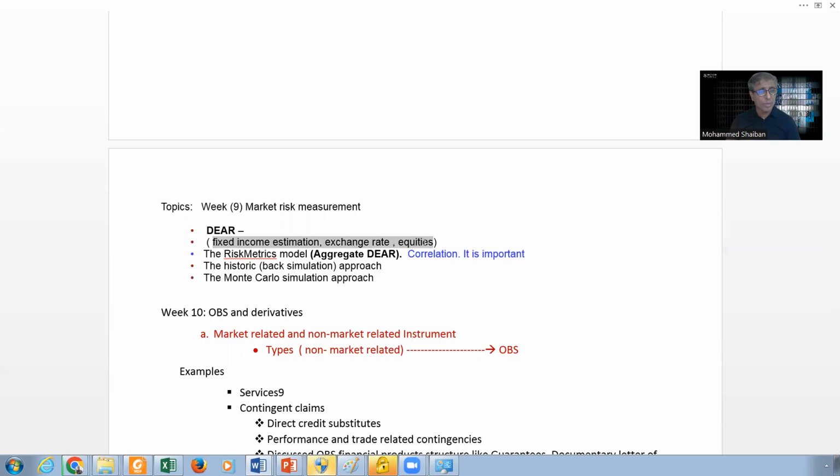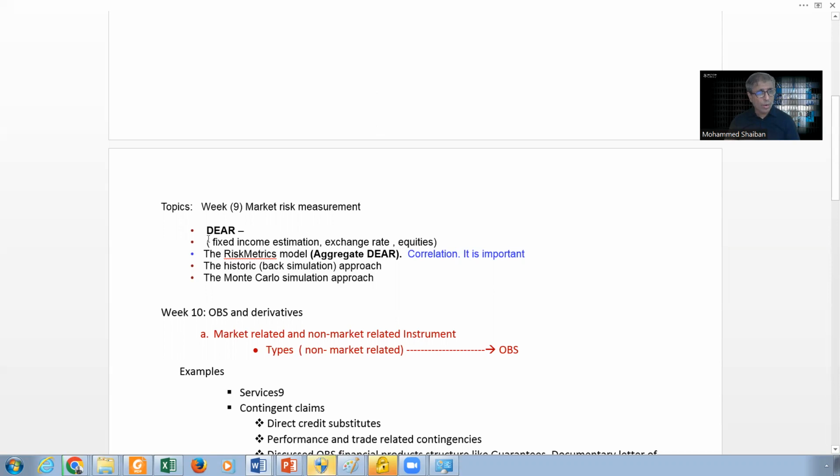You have to be aware of how to calculate the fixed income, and you have to understand how we calculate the DEAR. So the DEAR for the fixed income is the modified duration times the price volatility. And then you have to multiply it by the position to find the DEAR. You do the same thing for the equities and also for foreign exchange. So you have to always multiply the position times the price volatility.